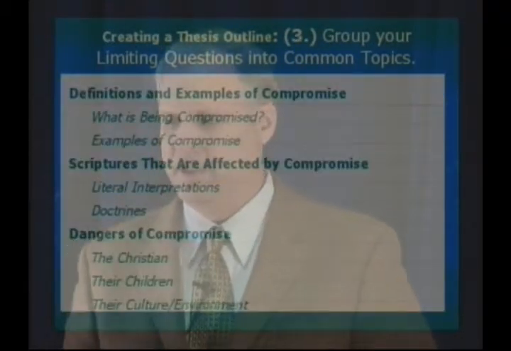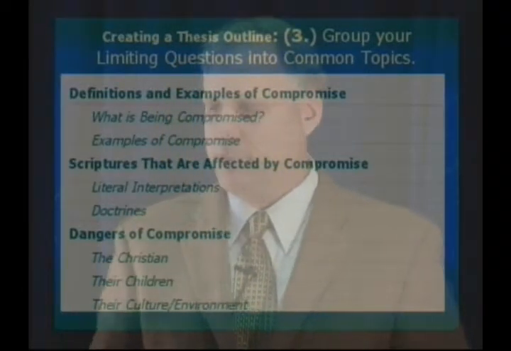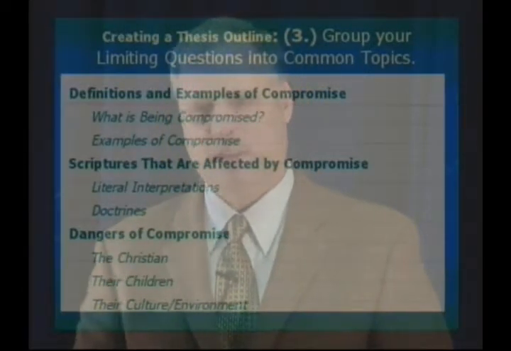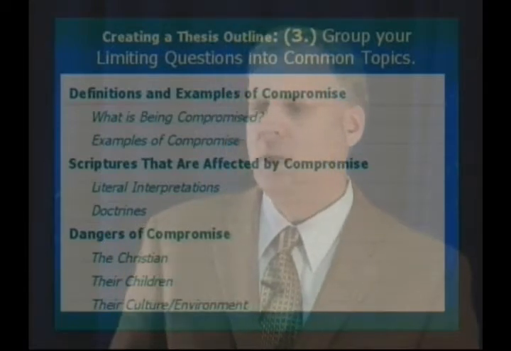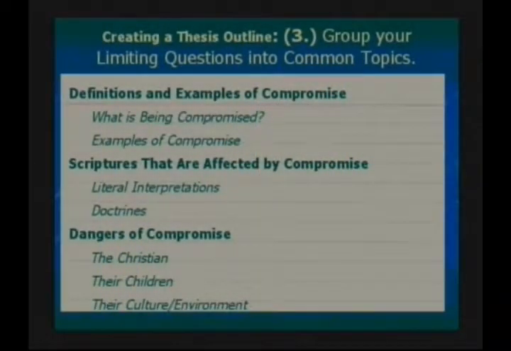Now the third level is here. Number 3, group your limiting questions into common topics. And when I get your thesis outline in December, I don't want anything more than this, okay? You don't even need Roman numerals and capital letters at this point. I want you to have 3 to 5. Now, if you need more, talk to me. Usually more than 5 is too much. But 3 to 5 major headings, and underneath those major headings, the substance that relates to those headings, in brevity.